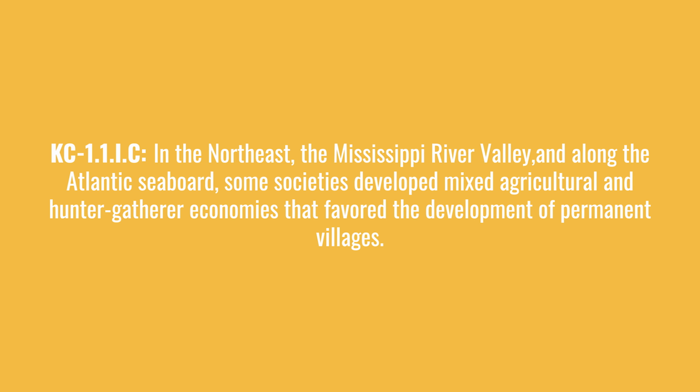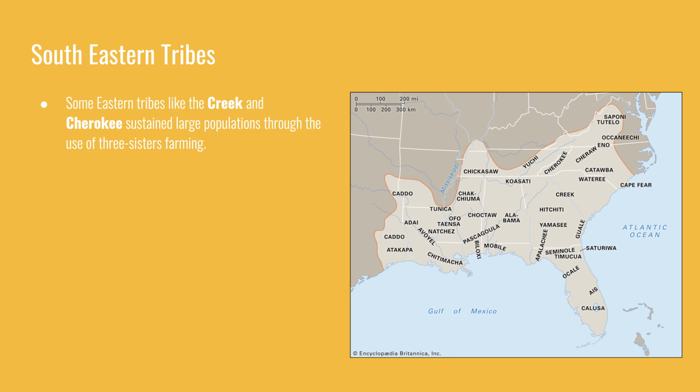In the Northeast, the Mississippi River Valley, and along the Atlantic seaboard, some societies developed mixed agriculture and hunter and gatherer economies that favor the development of permanent villages. In the Southeast region, there are a lot more names on the map, which means that there are more people that are settling down. Some of the eastern tribes, like the Creek and the Cherokee, had some of the highest population densities across the entire Southeast, and they did so through the use of Three Sisters farming.